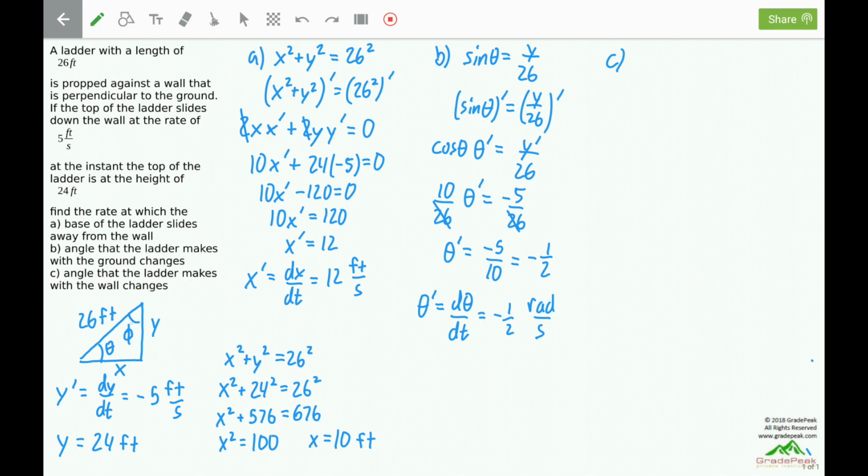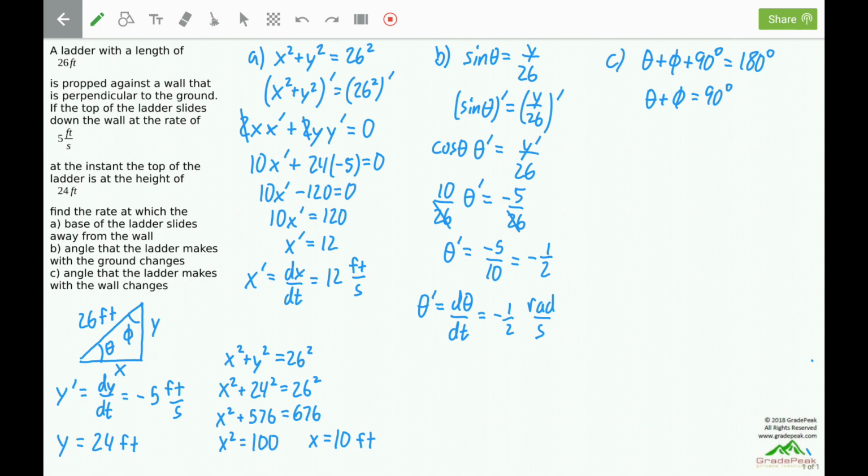is to relate theta and phi to each other, because a triangle has its angles add up to be 180 degrees. And we have theta, and we have phi, and we have the third angle, which is the 90-degree angle, and all of that should total up to 180 degrees. We can now subtract 90 from both sides, and we get theta plus phi equals 90. There's our related variables equation.